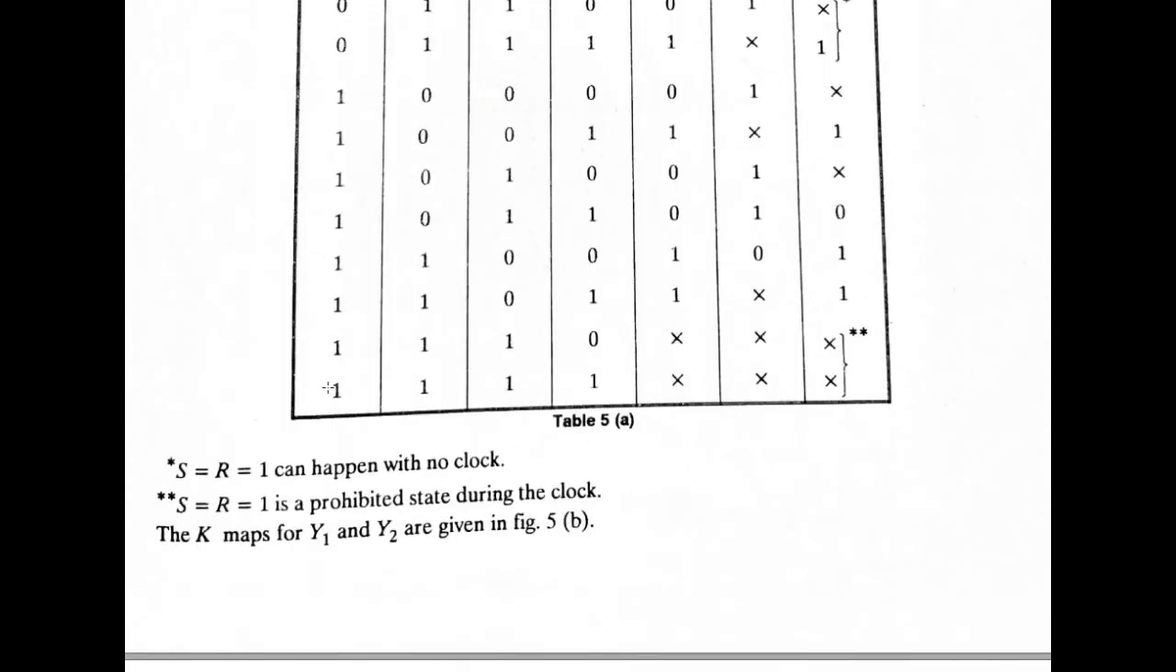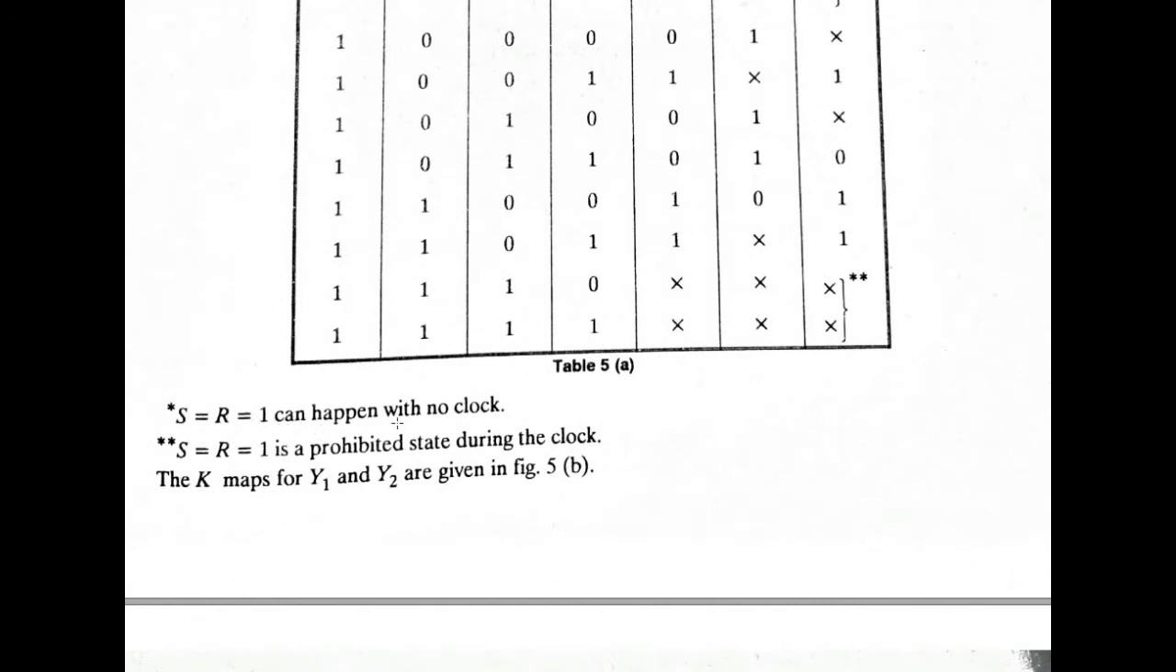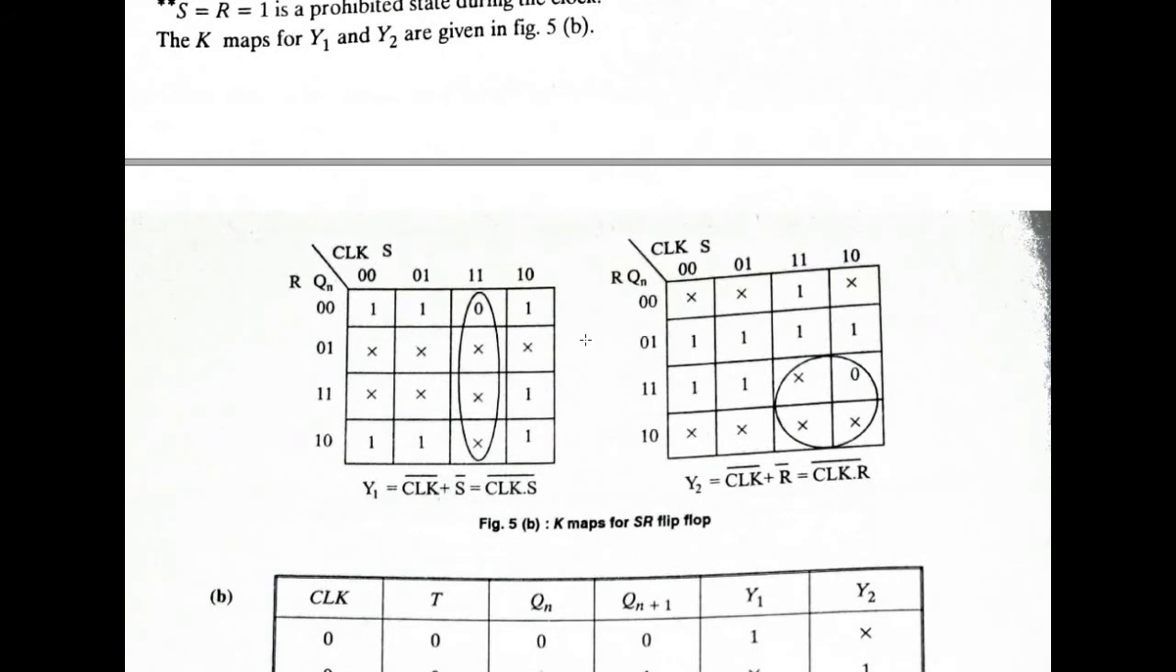From here we find that S equals R equals 1 can happen with no clock. When there is no clock, this will happen. S equals R equals 1 is prohibited during the clock. Next, we draw a K-map. This is a K-map for Y1, that is clock bar plus S bar, and using De Morgan's we can write it as clock dot S whole bar, and Y2 equals clock bar plus R bar, that is clock dot R whole bar.